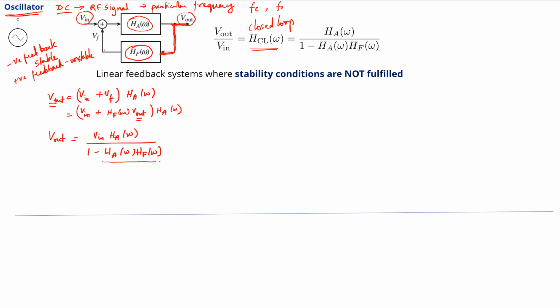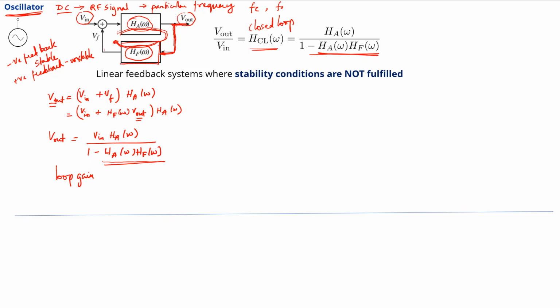This particular term, HA of omega times HF of omega, is what we call the loop gain. It is the total gain that the signal that is fed back really faces. It takes HA, the amplifier gain, and the feedback gain HF, so HA times HF, that is fed back, leading to instability in an oscillator.